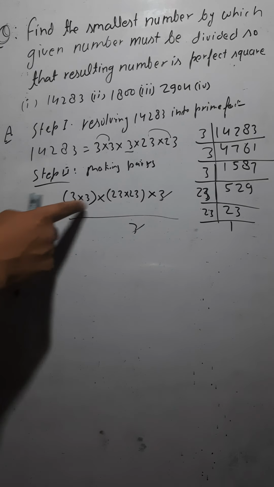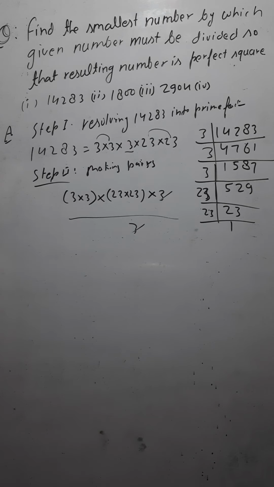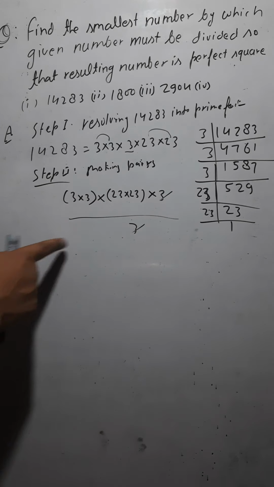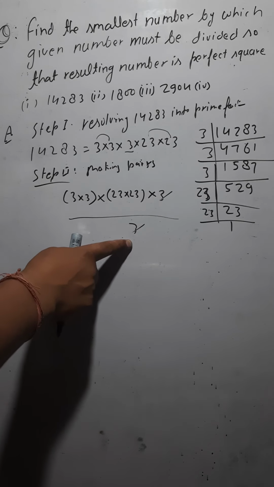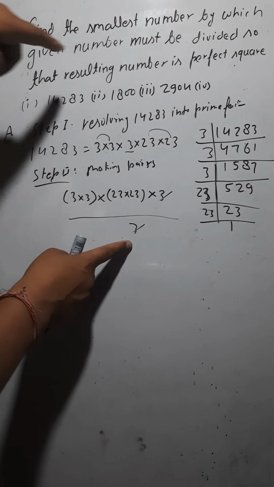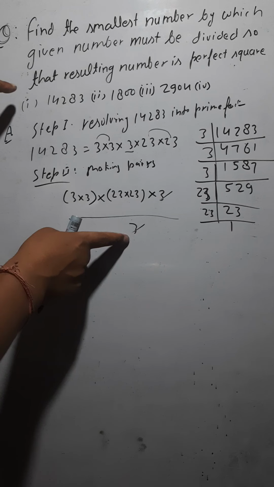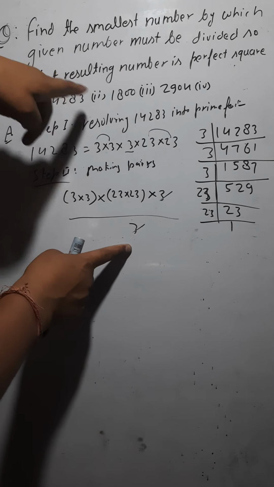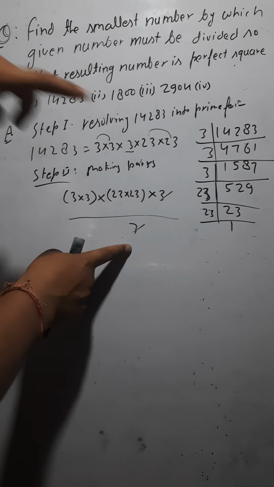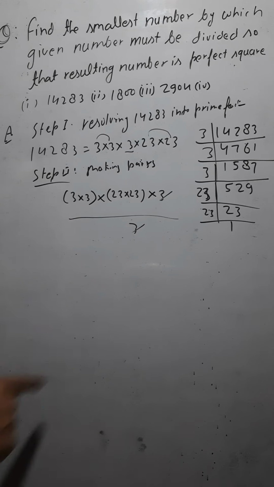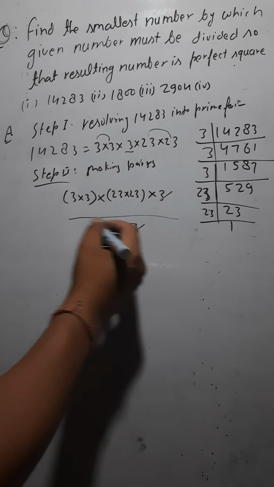We would have the pair of 3 as well as of 23. So how to remove this 3? By dividing it by 3. That is what we have to find out: the smallest number by which the given number must be divided so that the resulting number is a perfect square. So we are dividing it by 3, and then it would become a perfect square.